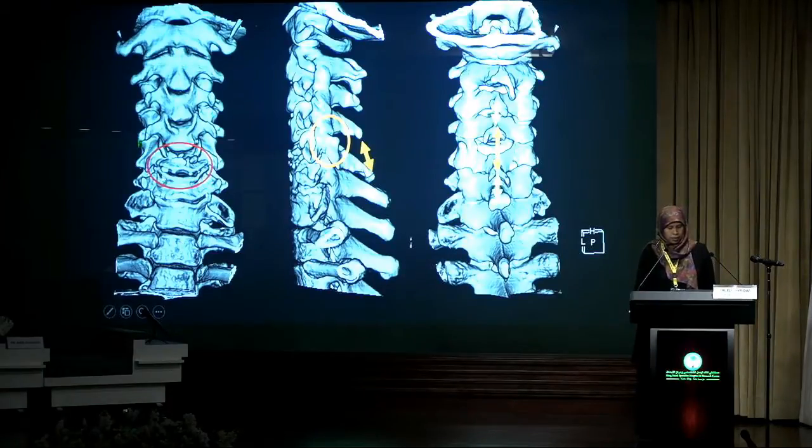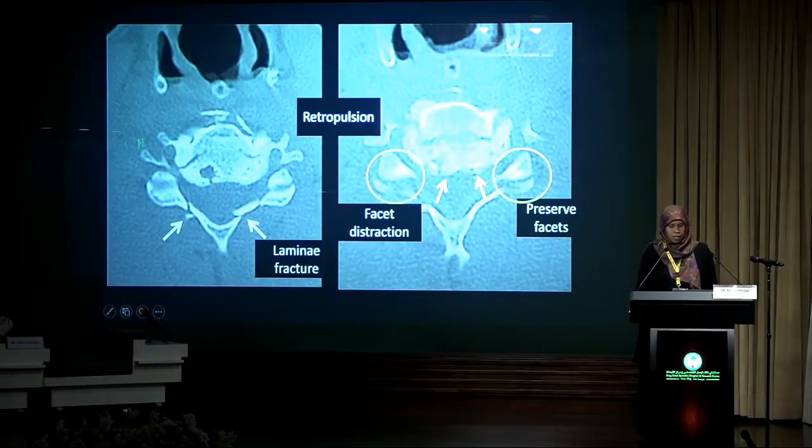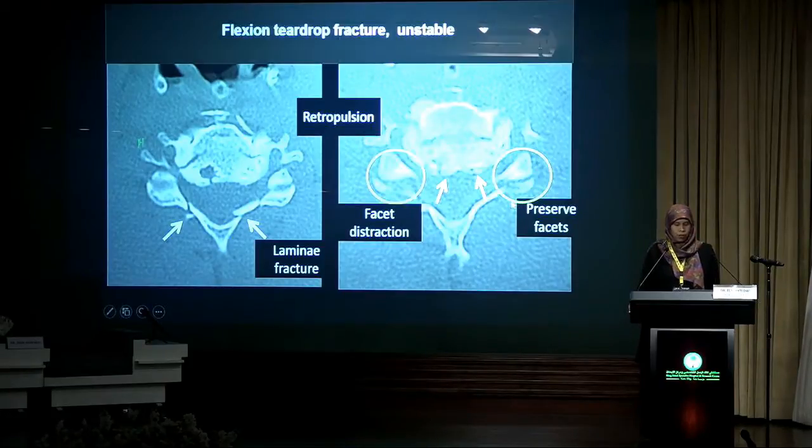Here we can see compression and also some facet subluxation on one side, and this is the widening of the interspinous distance. In axial images, we can see retropulsion of the vertebral fragment causing canal stenosis, and also laminar fractures and facet distraction on one side, but the other side is still preserved. So we make a diagnosis of flexion teardrop fracture, which is unstable.